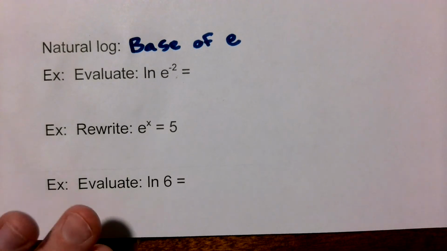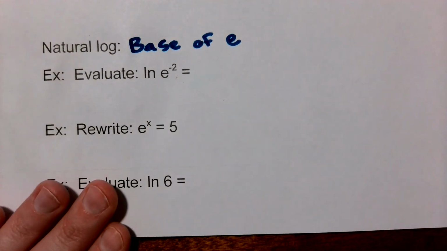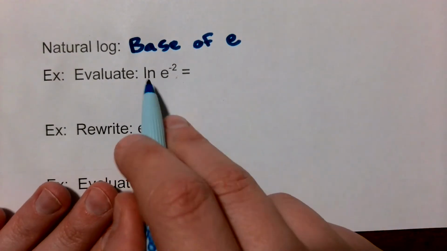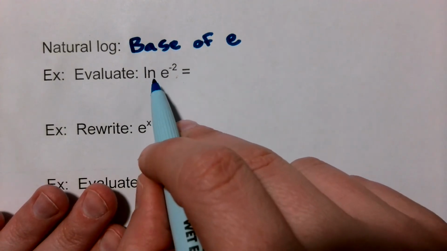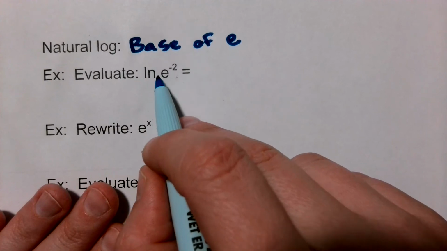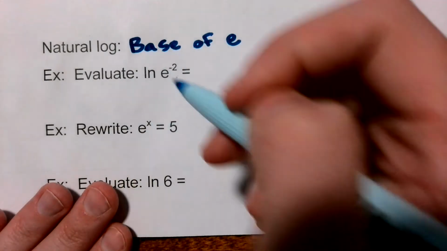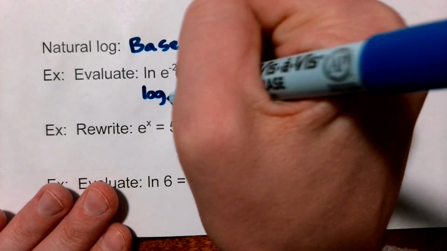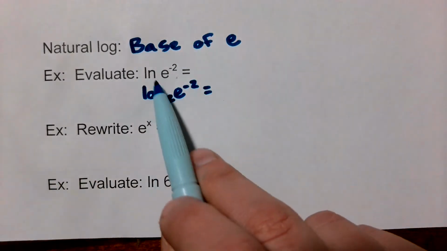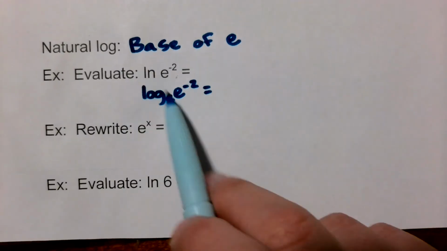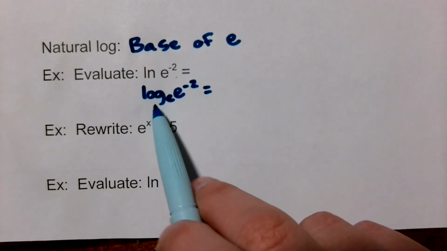So similar to your common log, one important part is just knowing when I'm looking at that it is a log base e. So we're actually not going to write in an e for that base, but this natural log means log base e of e to the negative second. So if we're wanting to look at that base, I would actually have to go from natural log to log base e. These are the same thing.